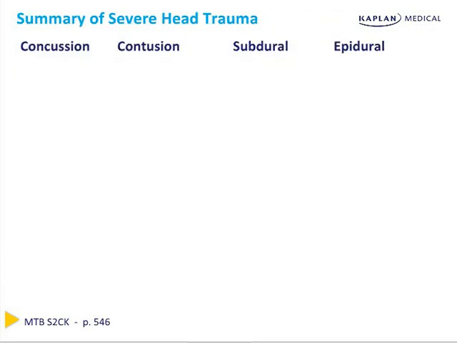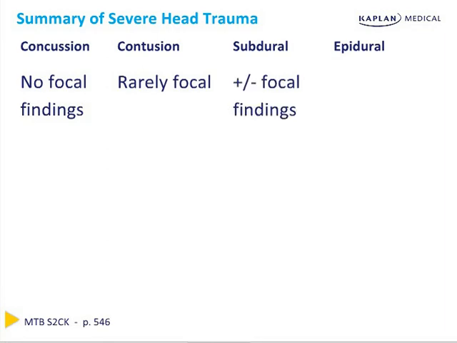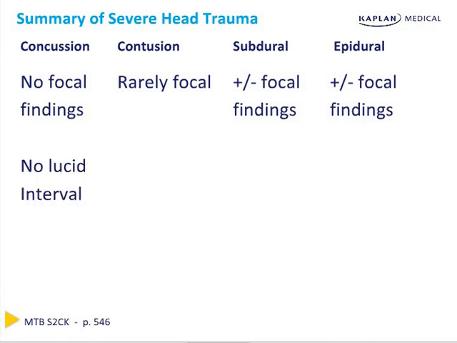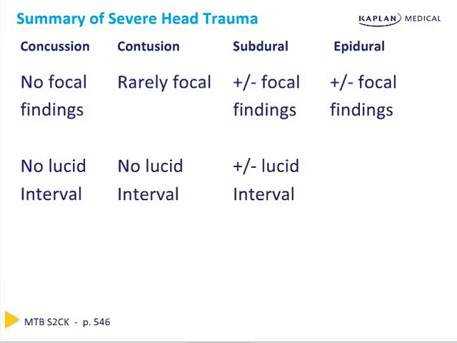Now, to summarize severe head trauma, remember, concussions have no focal findings, whereas a contusion can rarely give you focal neurologic findings. The subdural and epidural can give you some form of focal neurologic findings. When it comes to the lucid interval, a concussion never has one. A contusion also does not have a lucid interval. The subdural and epidural can have a lucid interval.